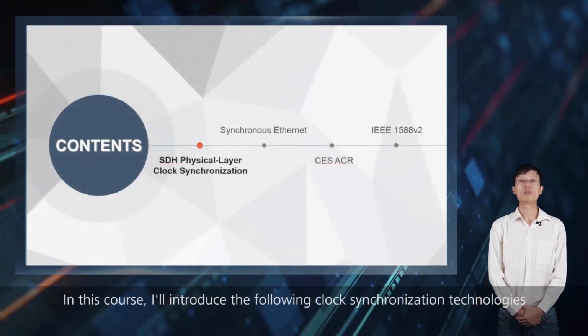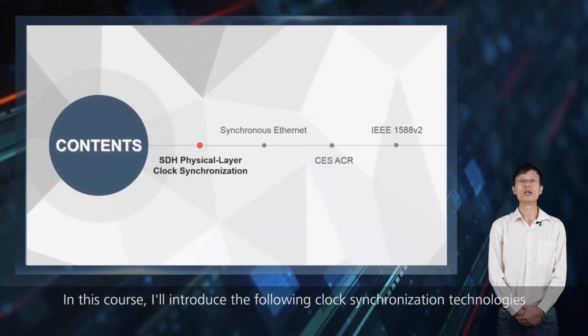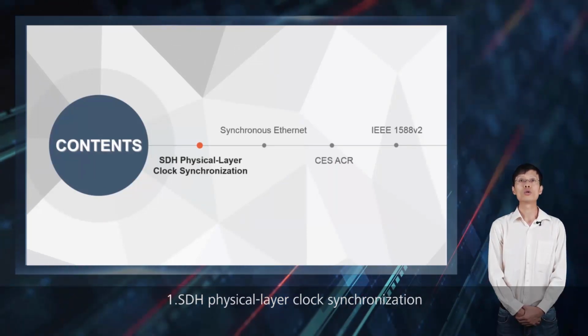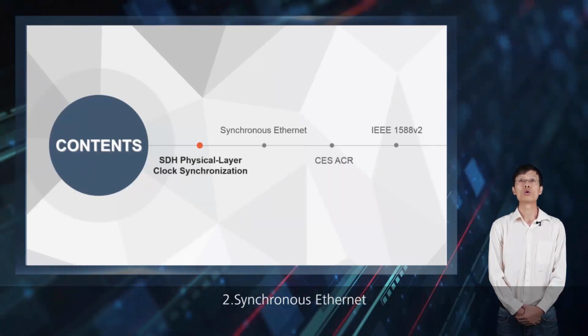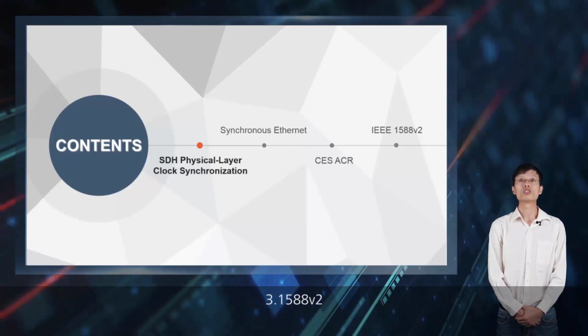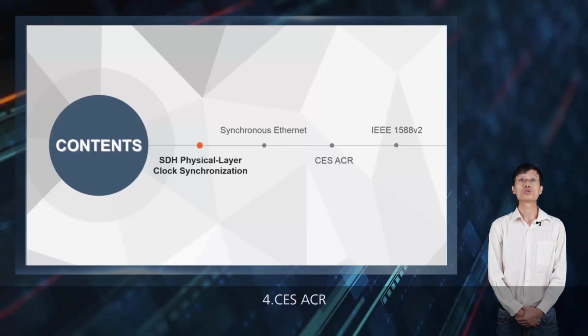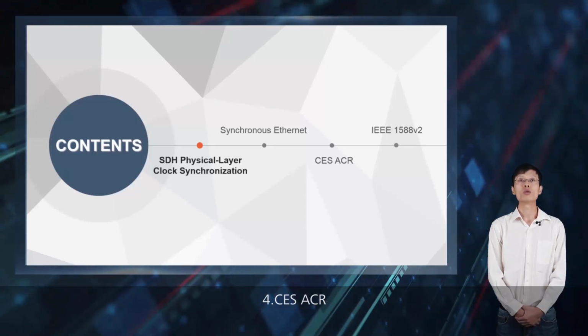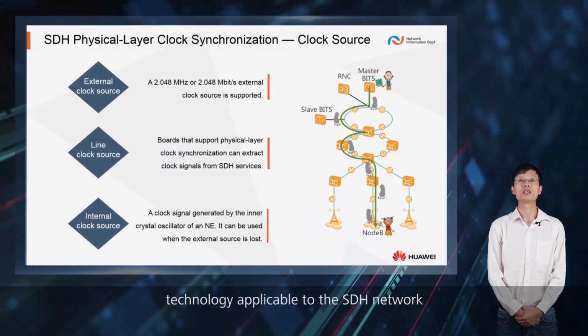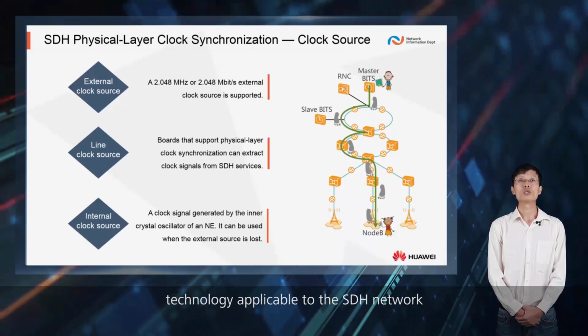In this course, I'll introduce the following clock synchronization technologies. 1. SDH, physical layer clock synchronization. 2. Synchronous Ethernet. 3. 1588 version 2. 4. CES ACR. SDH, physical layer clock synchronization, is a clock synchronization technology applicable to the SDH network.